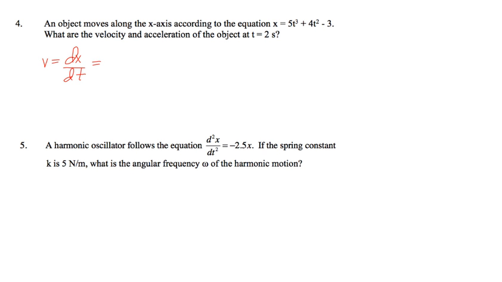So if I take the derivative of this equation, remember what you do is the exponent comes in front, and then I lower the exponent by 1. When I bring the exponent in front, there's already a 5 there, so it's going to become 15t squared. Then plus 4t squared, I'm again going to bring the 2 in front. So 4 times 2 is 8, and I drop the exponent by 1. So now it's 8t. And the derivative of a constant is 0.